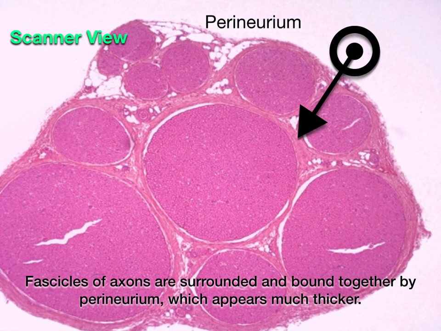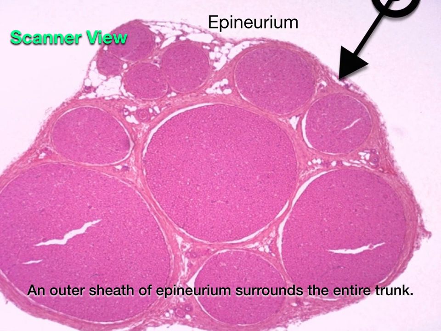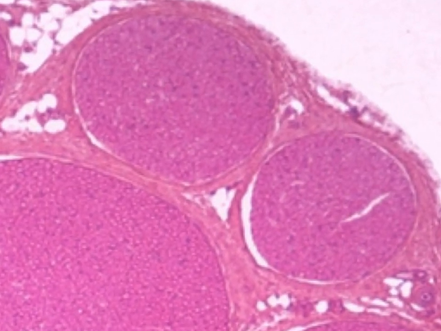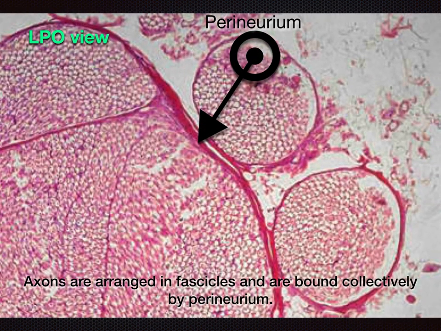The scanner view of the nerve allows you to visualize the different layers of connective tissue that comprise a nerve bundle. Fascicles of axons are surrounded and bound together by perineurium, which appears much thicker. Finally, an outer sheath of epineurium surrounds the entire trunk. Let us shift to LPO. At LPO, we can see that axons are arranged in fascicles and are bound collectively by perineurium.